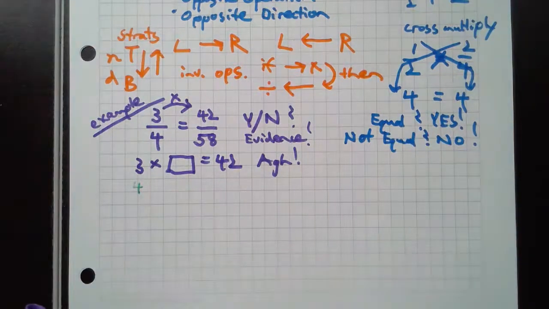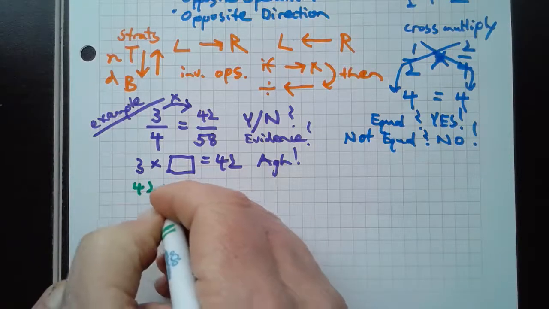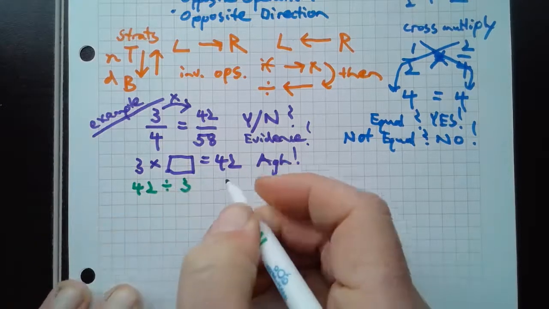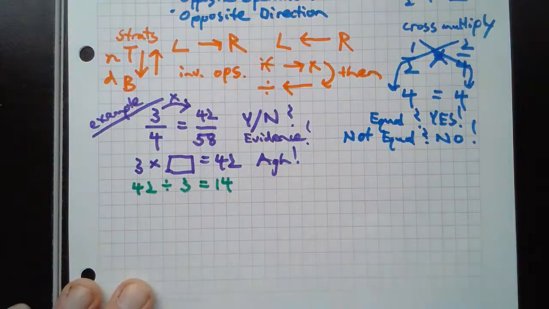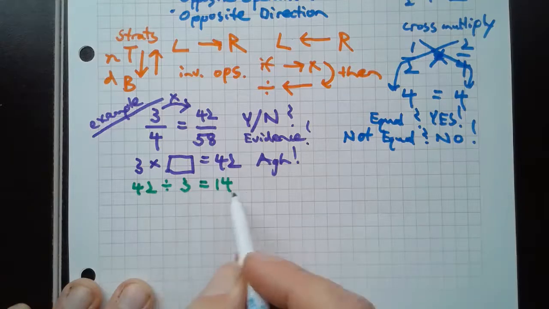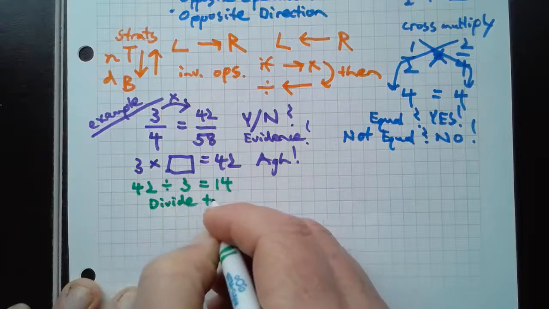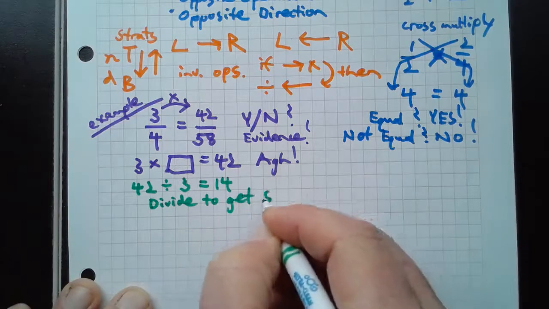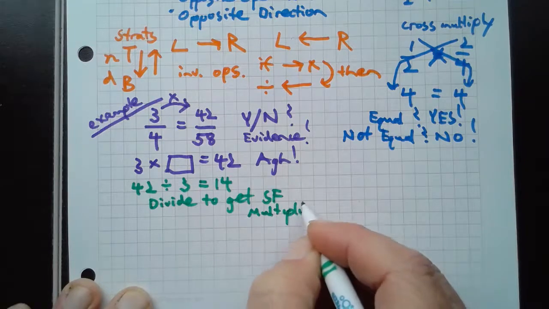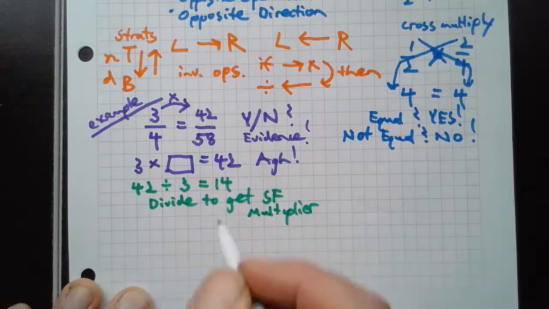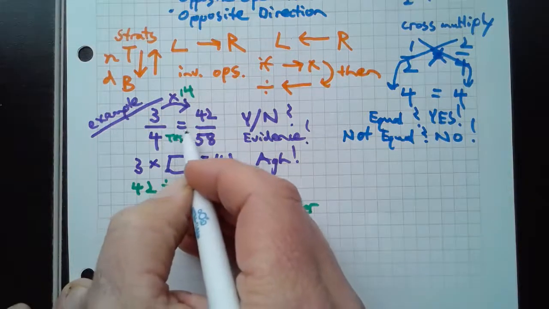Whoa, green guy doesn't like sitting out. 42 divided by 3, which I can use the long division, I can use a calculator, whatever, but I get 14. Now I divided to get my multiplier. To get scale factor, multiplier, etc. Okay? But what that allows me to do is now I can test my 14 down here.